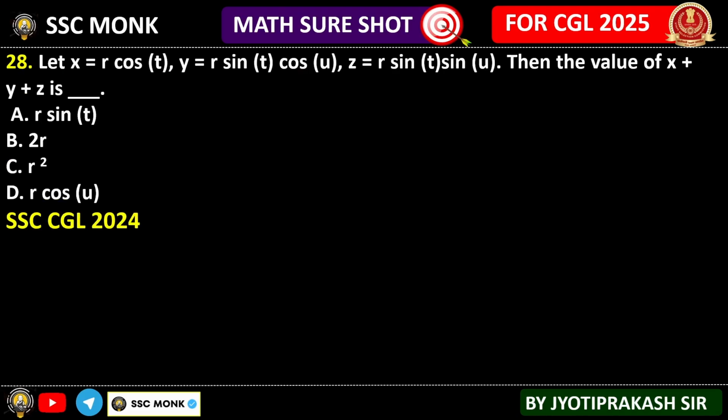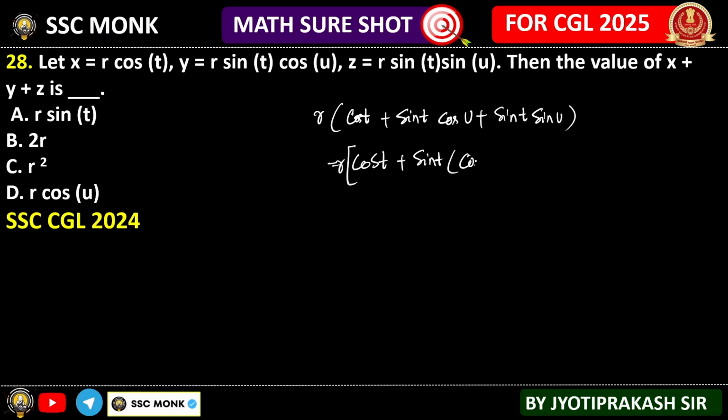Let x is equal to r cos t, y is equal to r sin t cos u, z is equal to r sin t sin u. Then what is the value of x plus y plus z? So r common, cos t plus sin t cos u plus sin t sin u. This is what we are talking about, right? Now here cos t is here. I will take out common sin t, r is over here. So this will be cos u plus sin u.